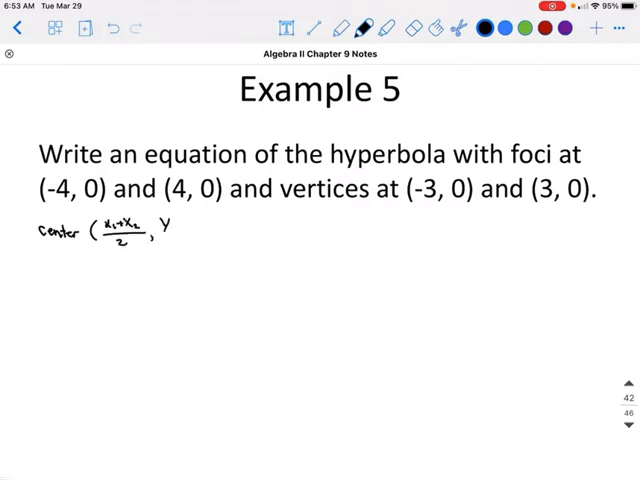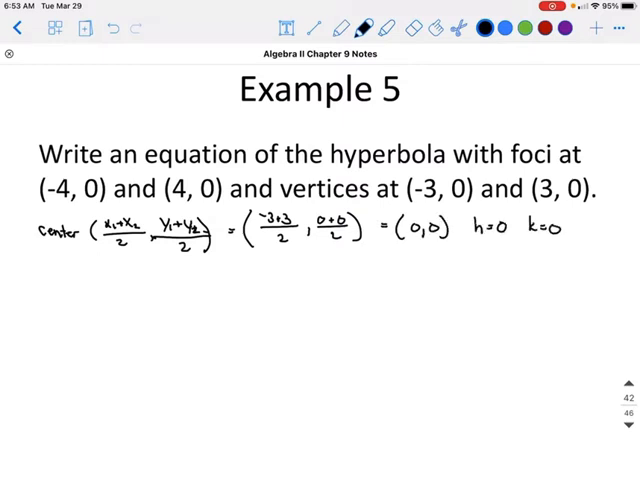So I can find the midpoint of either my foci or my vertices. If we use our vertices, we're going to have negative 3 plus 3 and 0 plus 0. So that will give us a center of 0, 0, or h equals 0 and k is equal to 0. Now the distance between 2 vertices has a length of 2a. Since the zeros aren't changing, we just need to see how far it is from negative 3 to positive 3, or do the larger minus the smaller. So 2a is equal to 6, which means a is equal to 3.